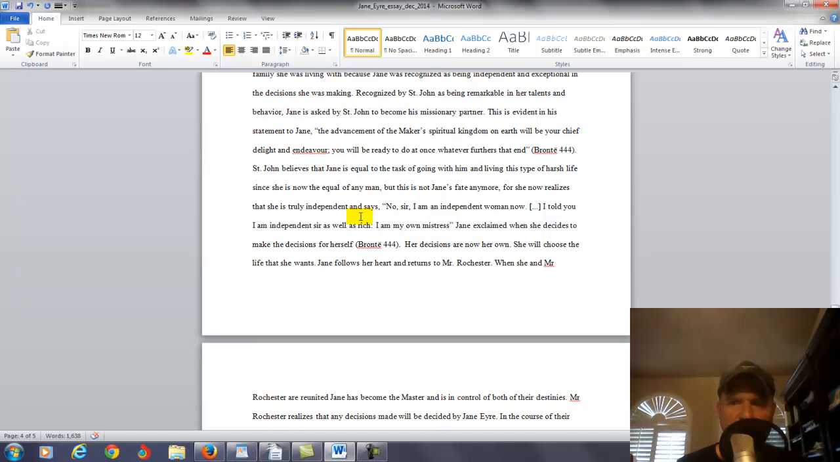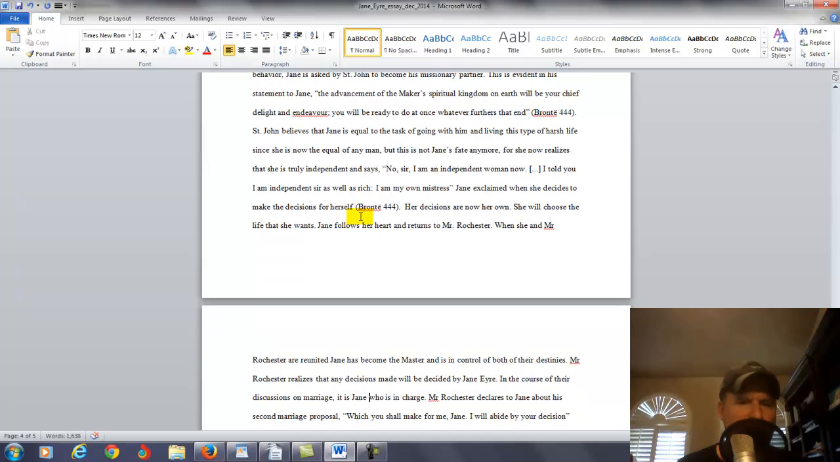Jane follows her heart and returns to Mr. Rochester. When she and Mr. Rochester reunited, Jane has become the master and is in control of both of their destinies. Mr. Rochester realizes that any decision made will be decided by Jane Eyre in the course of their discussions on marriage.